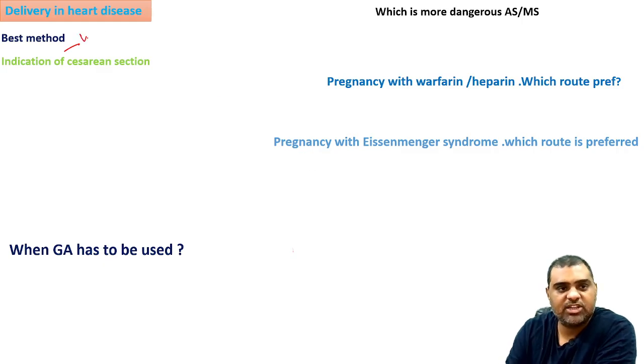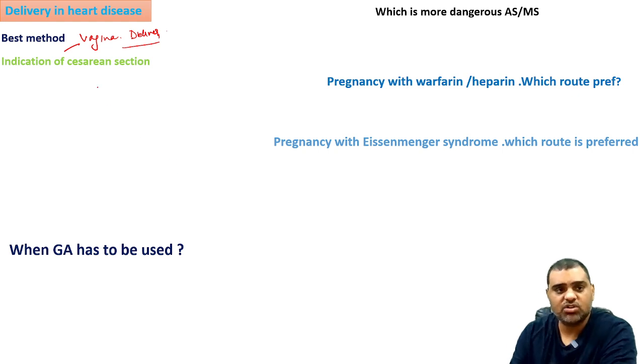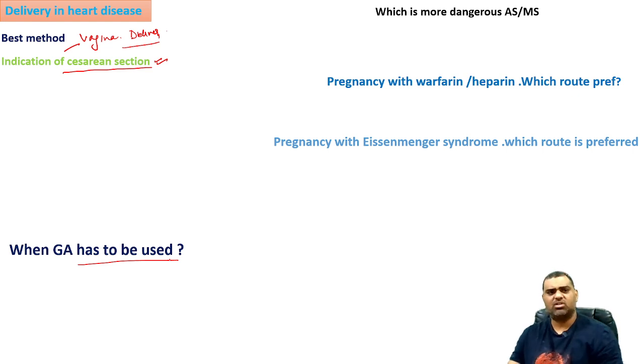So the best method is vaginal delivery, and induction, augmentation of labor, and rupture of the membrane can be done. Indication of cesarean section: when will you do cesarean section, and when does GA have to be used? These are all asked a lot of the time.